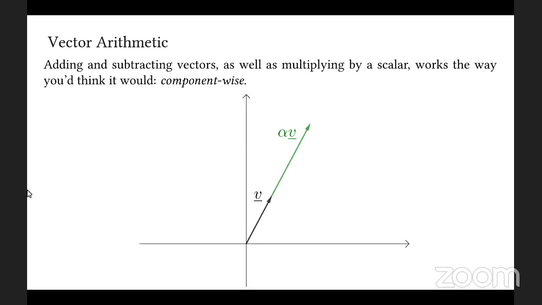We can scale vectors. Let's say alpha is some real number. If it's greater than 1, it's going to make the vector longer. If it's less than 1, it's going to make it shorter. And if it's negative, it's going to flip it around. So that's vector arithmetic. We can add them, and we can scale them, and we can add scalar multiples, and that's what we call a linear combination.